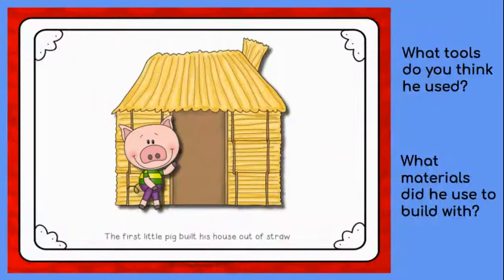Now, the first little pig built his house out of straw. So, what tools do you think he had to use to build his house? Well, I see some rope here, and I bet he maybe used some glue to put it together. And what materials did he use to build with? Well, obviously, straw.